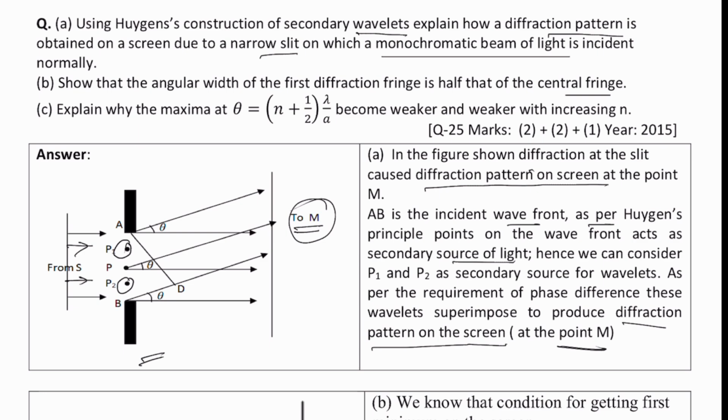Third part. As the value of n increases, we are moving away from the central fringe, on either side. The contribution to the diffraction pattern from the wavefront gradually decreases. Hence, the maxima become fainter. Here the intensity is maximum, and as we go along, the intensity reduces. It becomes weaker and weaker with the value of n. That's all. This is a very good question. Take a screenshot of it.